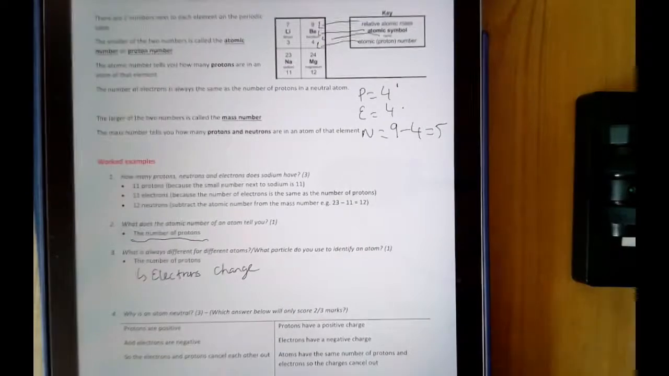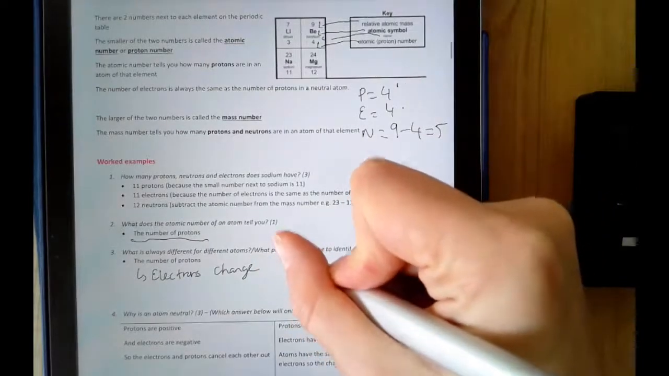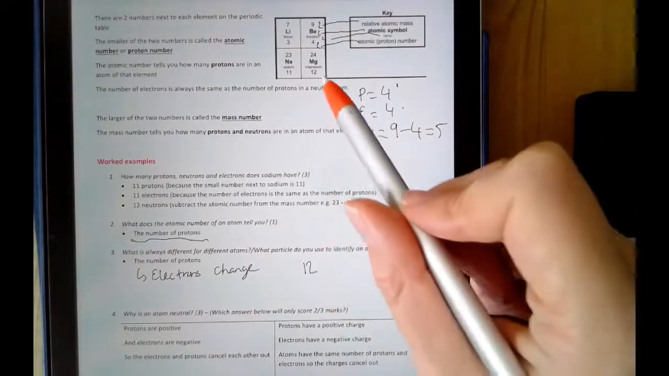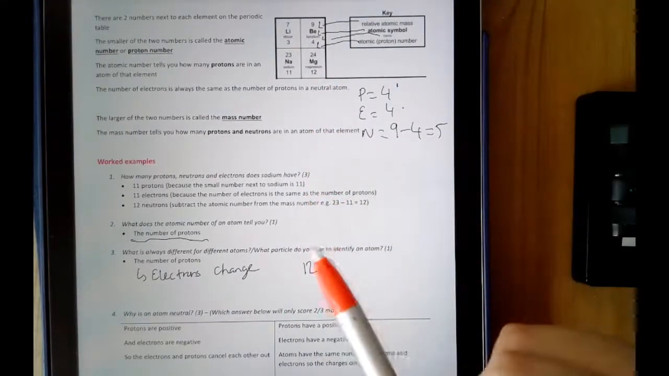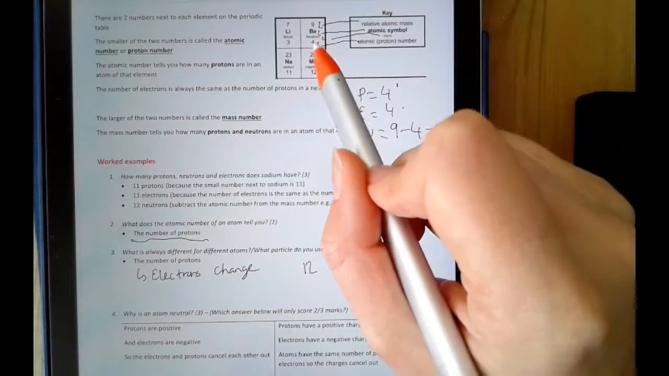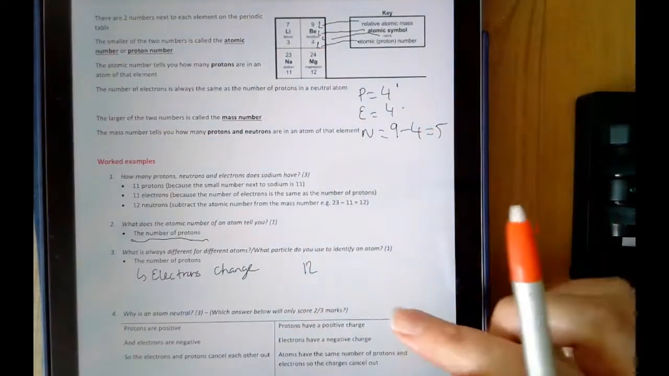So for example, if I said an element has 12 protons, what element is that? I look at my periodic table and I see it must be magnesium. If you're told an element has 4 protons, what element is that? You look at your periodic table and you see that it's beryllium.